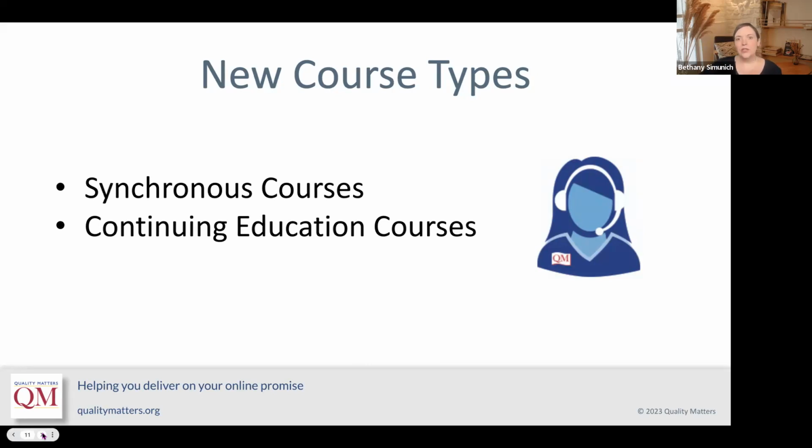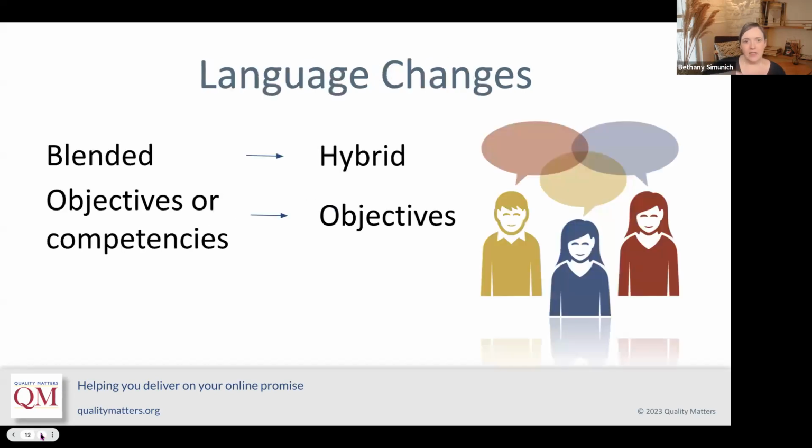So opportunities for reviewing new types of courses include synchronous courses and continuing education courses. And there's now different requirements for reviewing hybrid courses. So we do want to see the entirety of the course and allow peer reviewers to look at that in a holistic way. There are also some language changes. So we did modify blended, and we are now using the term hybrid. We looked to the educational environment and all of you and what term is most common now. So we did make that change from blended to hybrid.